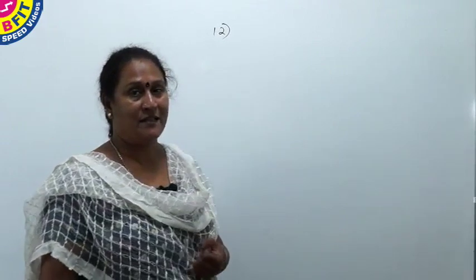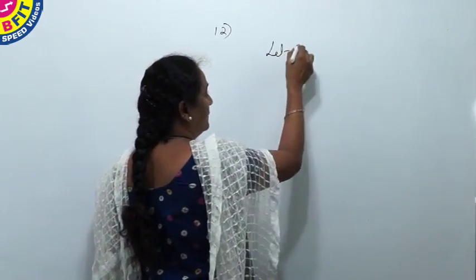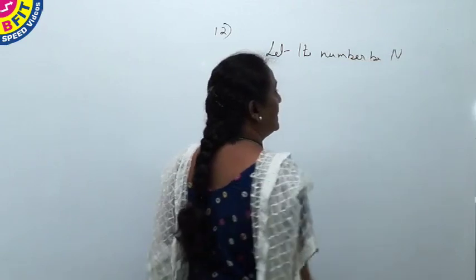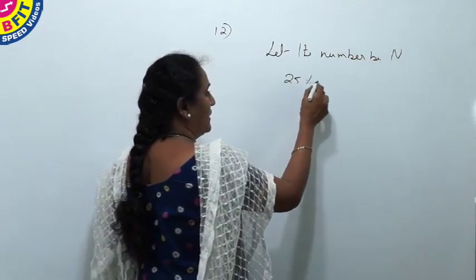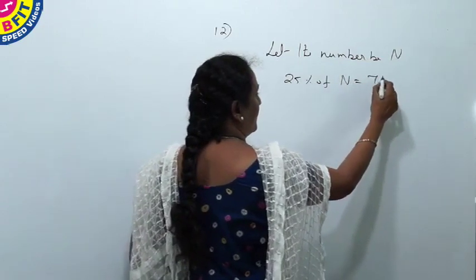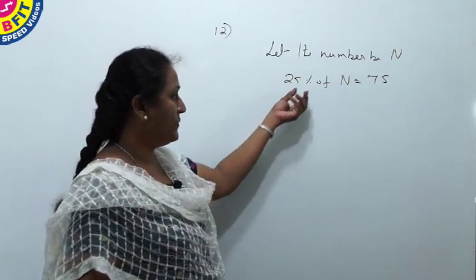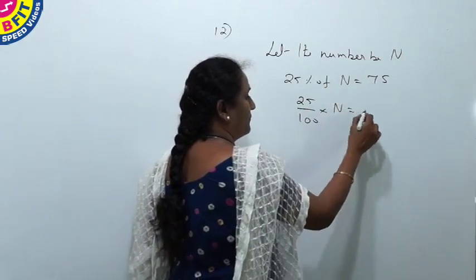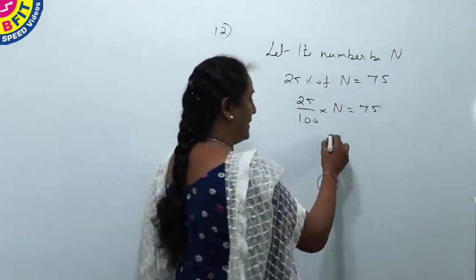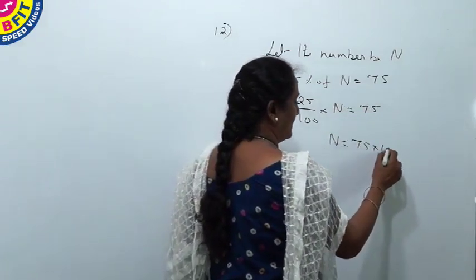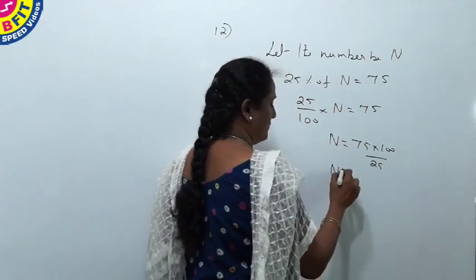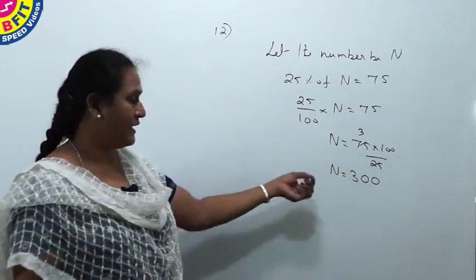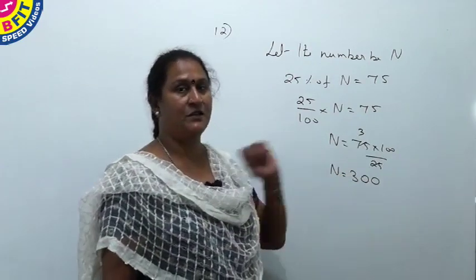So we will take the number as n. So let the number be n. So it's given that 25% of n equal to 75. And now 25% of n, we can write this as 25 by 100 into n equal to 75. So cancelling this, we get n value as 300, and we need 75% of this number.